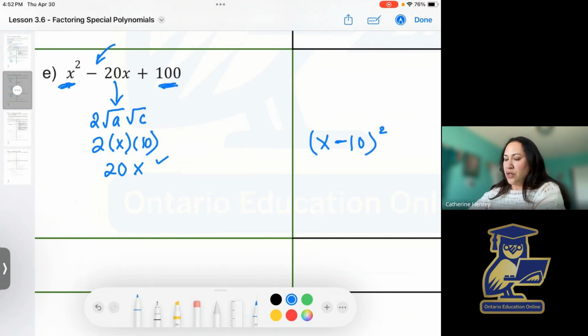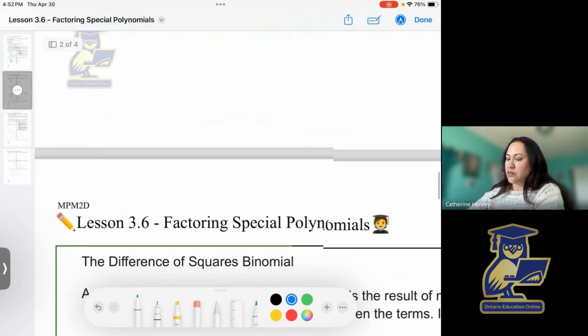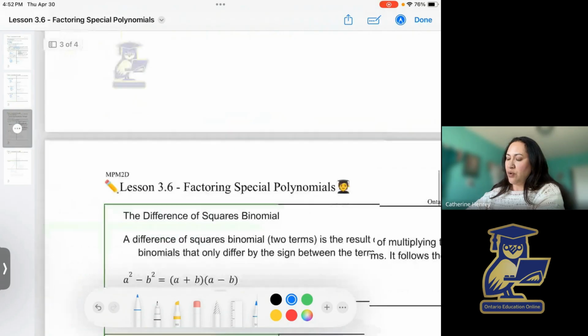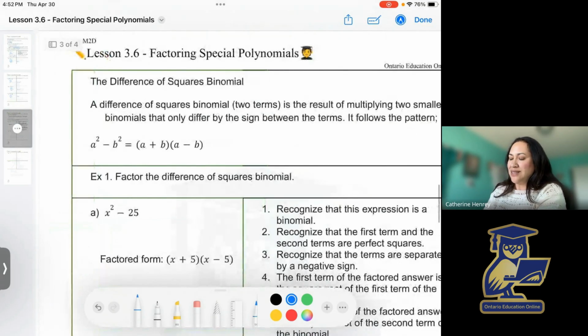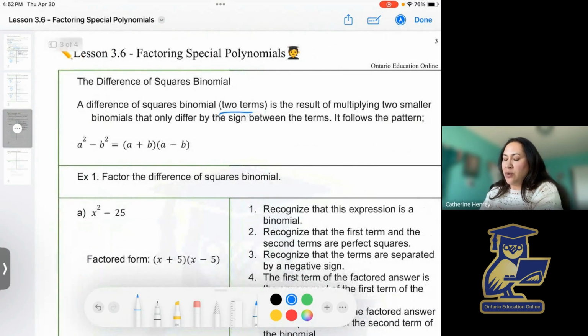All right, the last special case that we'll look at is something called a difference of squares. This one is usually pretty easy to point out because a difference of squares is a binomial. So it's 2 terms. It's the result of multiplying 2 smaller binomials that only differ by the sign between them. So if I'm taking a look at factoring something like a x squared minus b x, so it's a binomial with a minus in between, then the factored form is going to be a plus b, a minus b. And notice the opposite signs here and here.